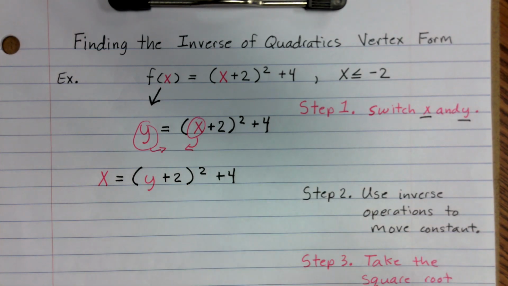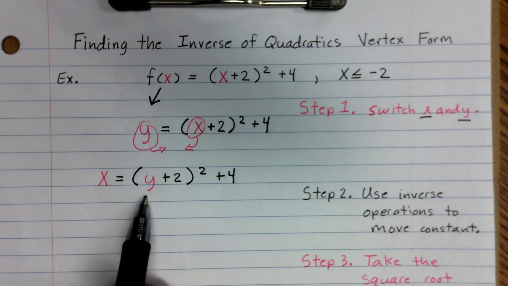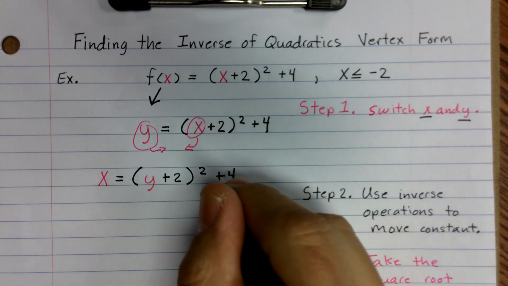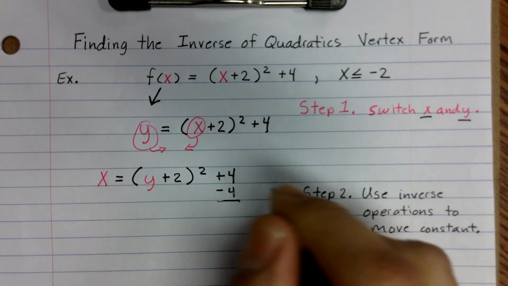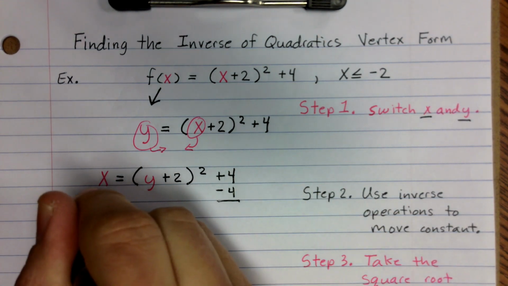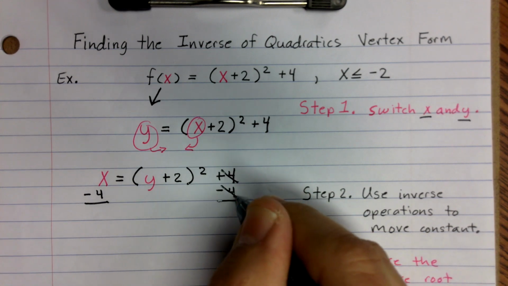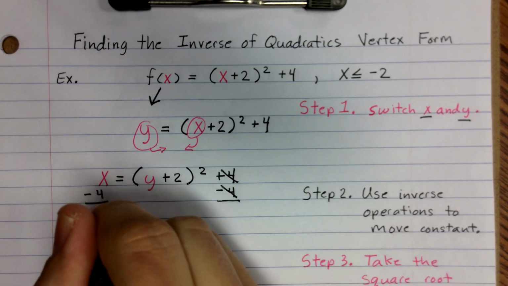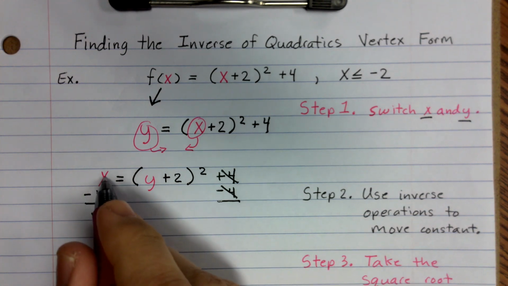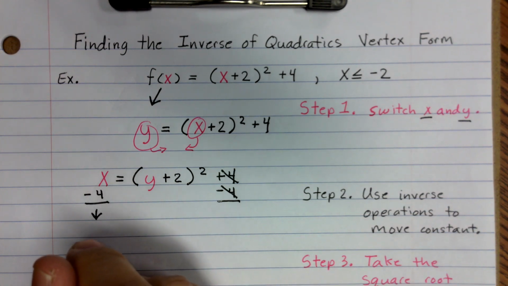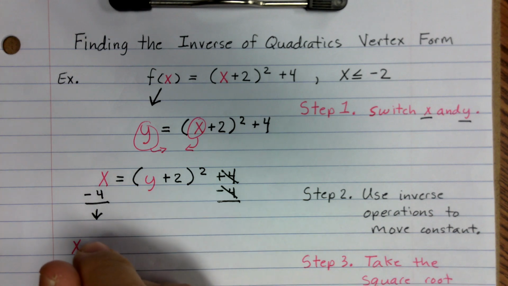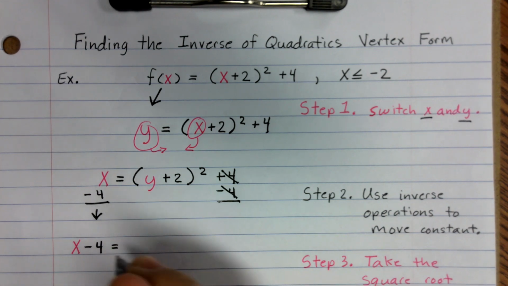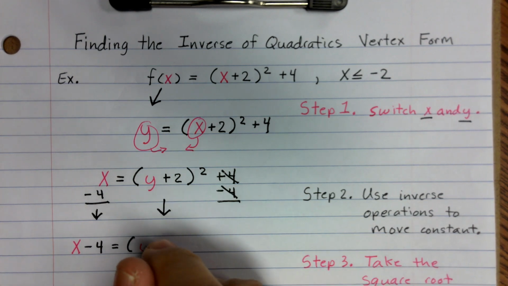Once I've got this written out with the x and y swapped, I'm ready to go to step 2. In step 2, we're going to use inverse operations to move the constant, because we're going to try to isolate y and get it all by itself. So I'm going to start by subtracting 4 from both sides. Now on the right side, the 4 cancels. And when we subtract it on the left, we just have to rewrite it, because since x is a variable and 4 is a constant, we can't combine them. So we'll just write them after one another. And then I'll bring down what's left over, which is now just (y plus 2) squared.